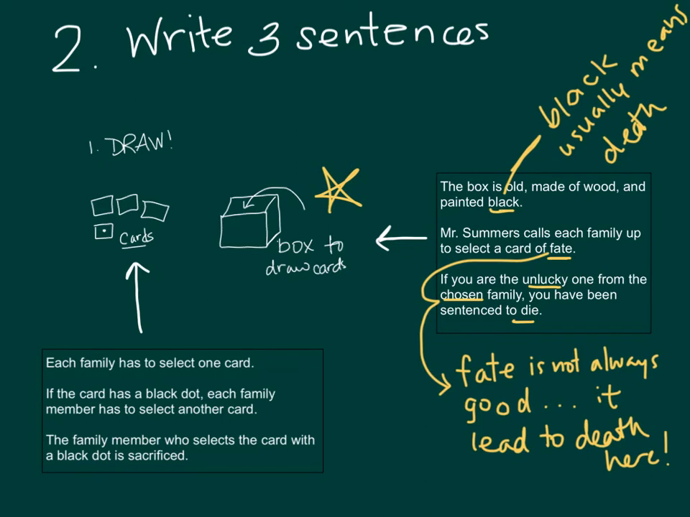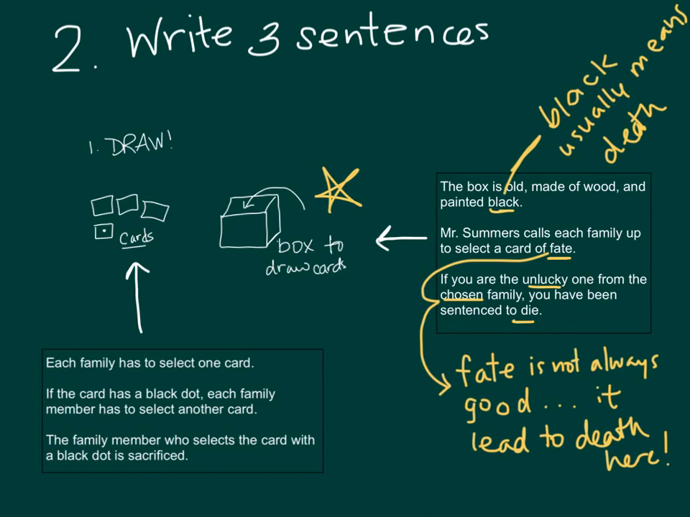Okay, so yeah, I did it for those 3, for that object, the cards, but I think I'd like to focus a little bit more on the black box. So on the right-hand side, you can see my 3 sentences. The box is old. I remember it being made of wood and that it was painted black. Mr. Summers, the guy in charge of the lottery, calls each family up, rather, to select a card of fate. Although he never said it was fate. He was kind of laughing around and joking. I didn't think he was taking it that seriously.